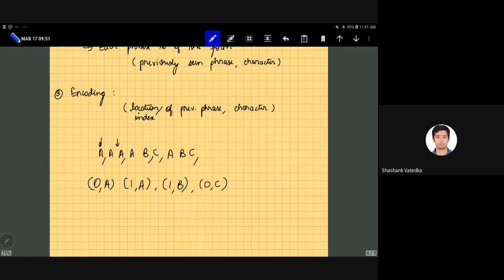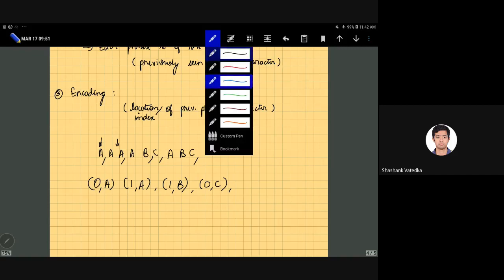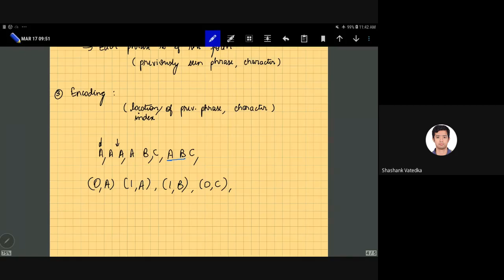The next one, so it's actually the index of the previous phrase. For example here, AB matches with this phrase over here, and this is the third phrase. So this would be 3, the index of the matching phrase, followed by the next character, which is C.